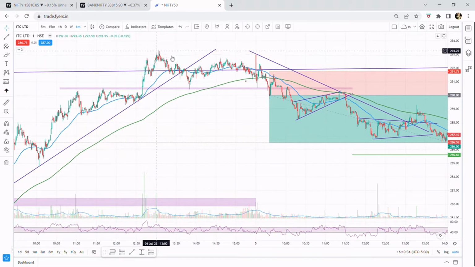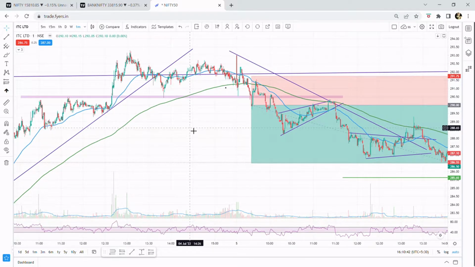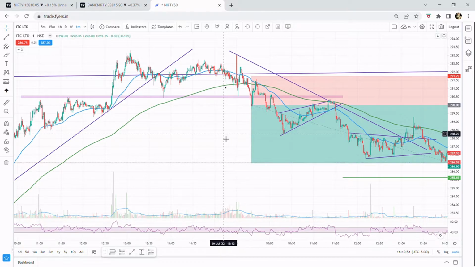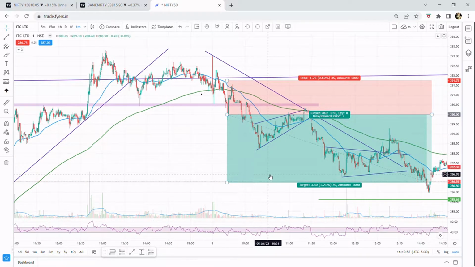And as you can see, lower highs were formed. This was the previous high. This was the lower high. Again, the fourth reason is you can see both MAs were crossed here, and it was not crossed when I traded, but it crossed after that. But it was trading below both MAs. So these were my reasons to trade in ITC.